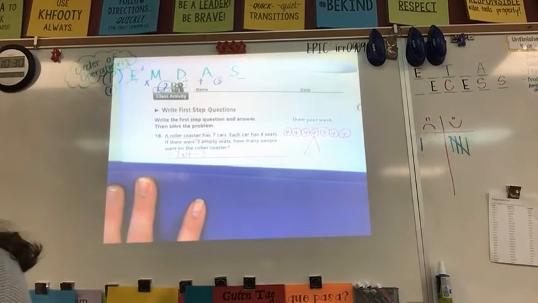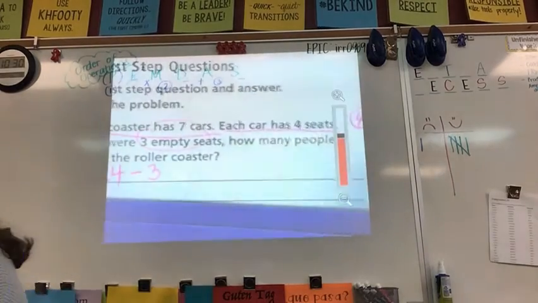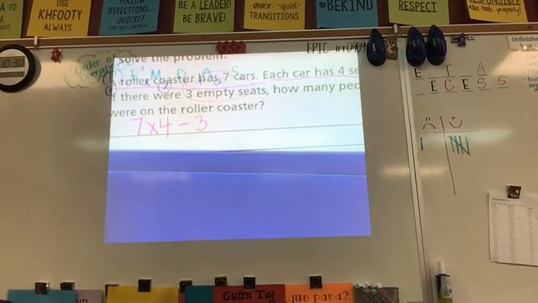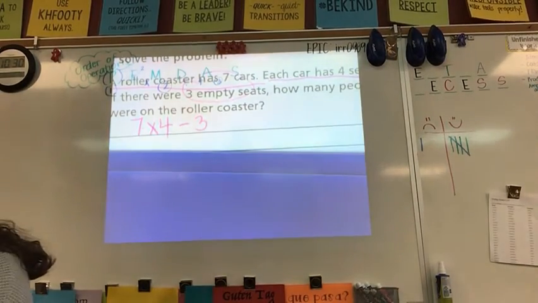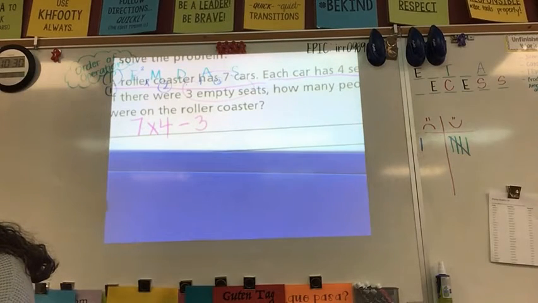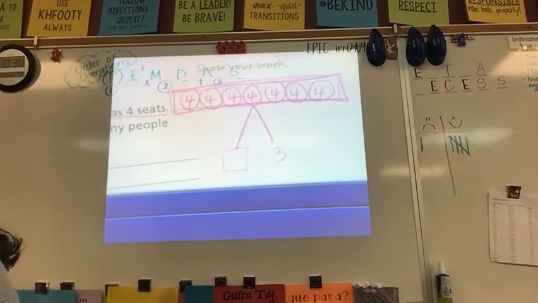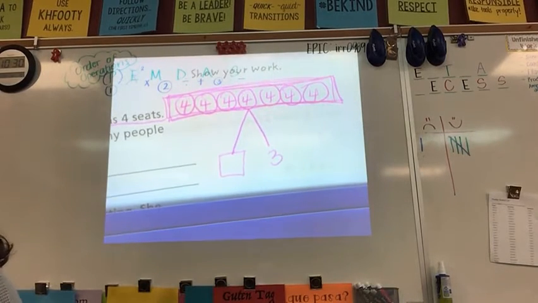Now, here's the tough part. Let me zoom back into my equation. They want to know what's the first step question. And what they mean by that is when you did this first step, this 7 times 4, what was this part representing? Who thinks they know? Before we subtracted the empty seats, what was this part representing in our problem? Macy?